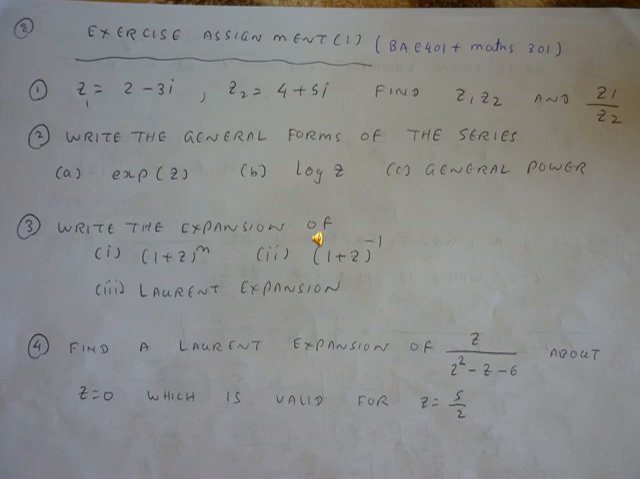Number 3 is write the expansion of (1 + z) to the power m. Now the power is (1 + z) to the power minus 1. And number 3 is Laurent expansion. Question 4 is find the Laurent expansion of z divided by z squared minus z minus 6 about z equal to 0, which is valid for z equal to 5 by 2. So, any post assignment below be assignment post.